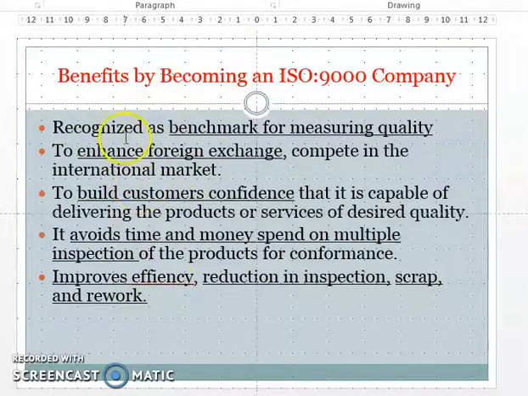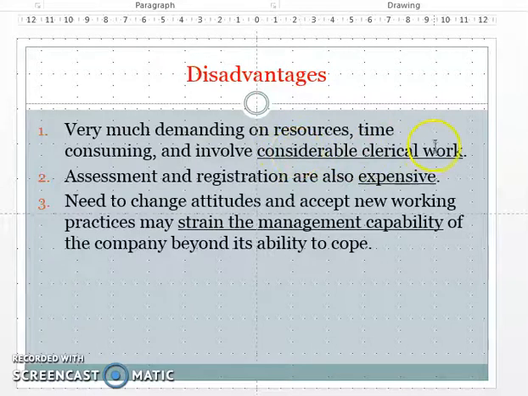This is very important, you write in a short note, and here some key points are marked by underline, and it's very easy for you to revise: benchmark for measuring quality, enhance foreign exchange, build customer confidence. It avoids time and money spent on multiple inspection. It improves efficiency, reduction in inspection, scrap and rework. And also there are some disadvantages. Considerable clerical work is required, the cost is more for registration and assessment, and it is very difficult to change the attitude of people and to accept new working practices, and for that purpose there may be strain on management capability of the company beyond its ability to cope.